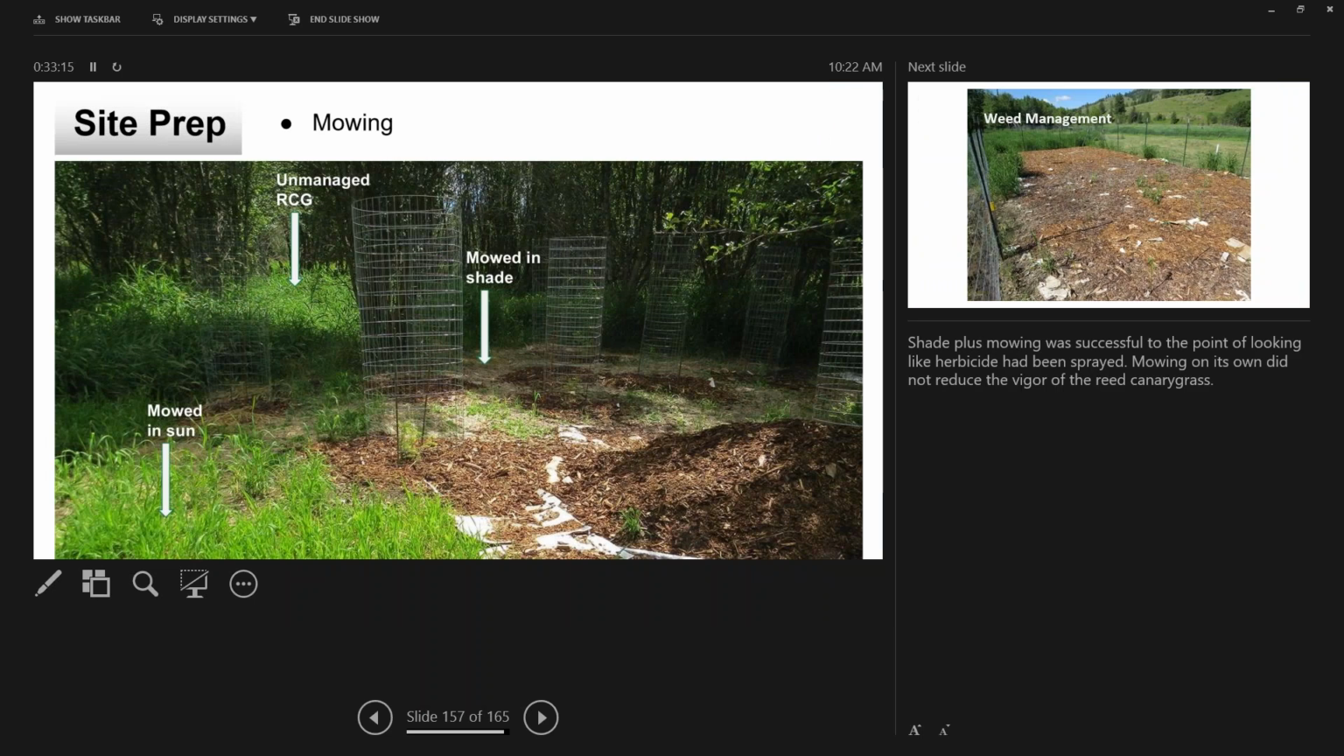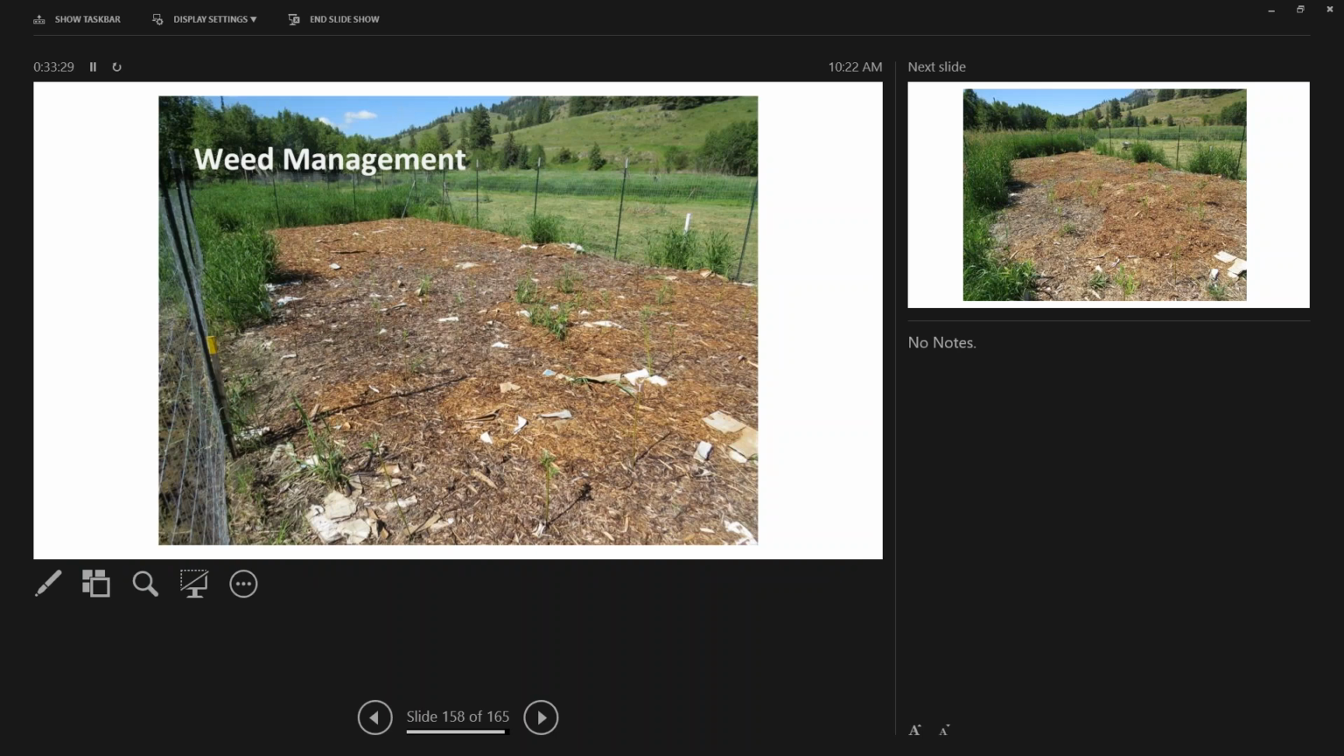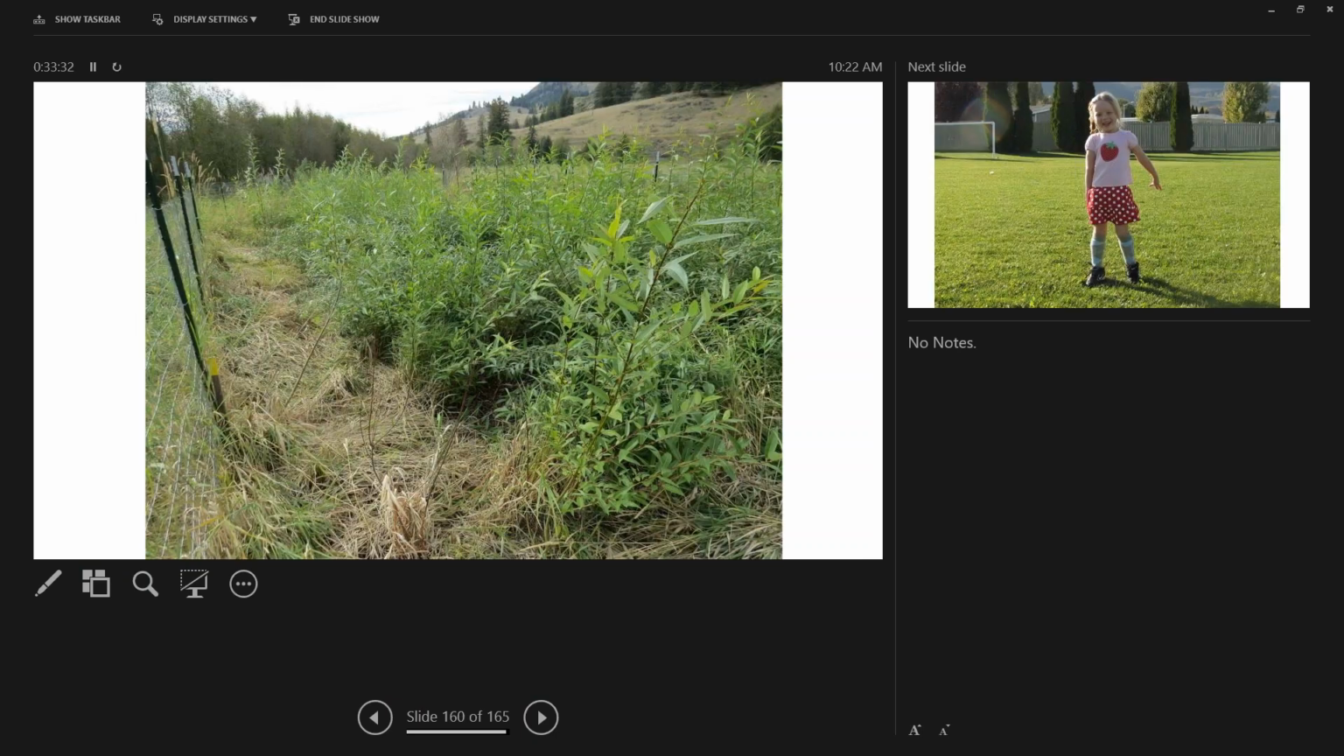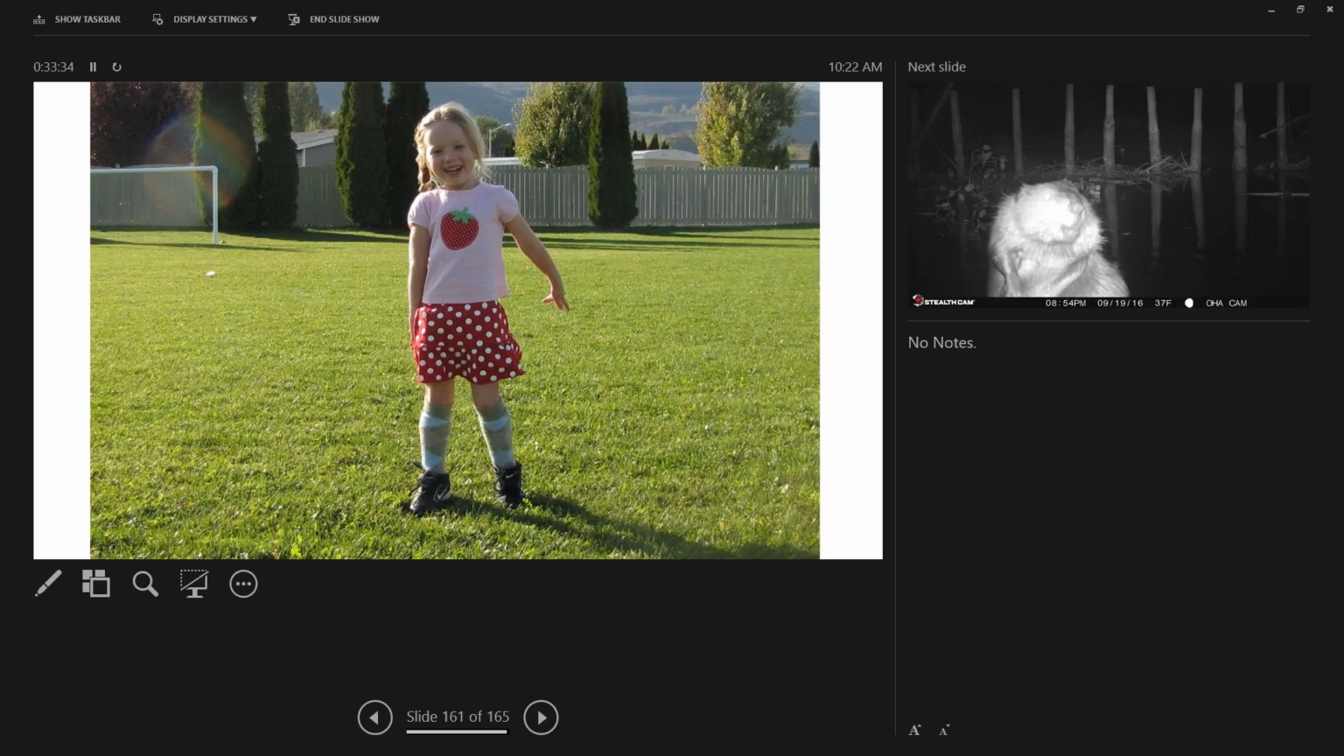Mowing, if you want to talk about reed canary grass, come find me afterwards. We found that mowing in the shade has been really effective. It looks like it was sprayed with herbicide. If you compare the shade versus the sun, that's the same treatment. So I'm happy to talk with folks about that, or if you want to contact me later. The whole riparian planting part has been really neat.